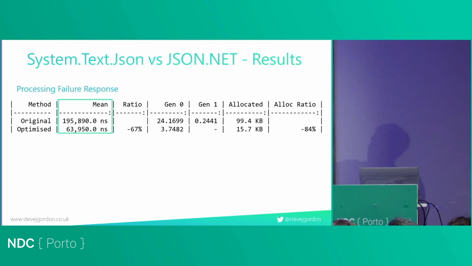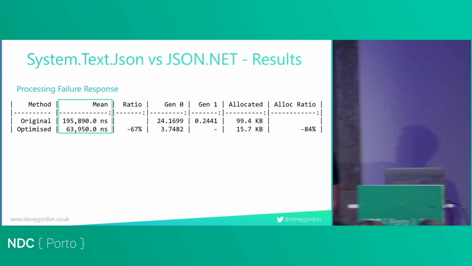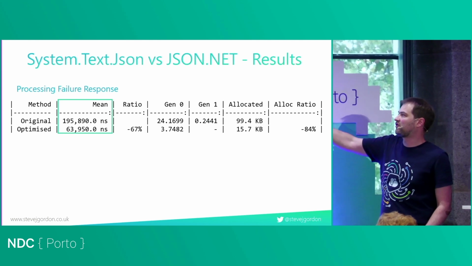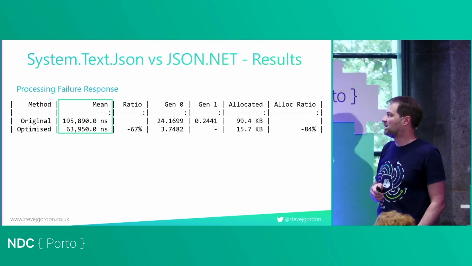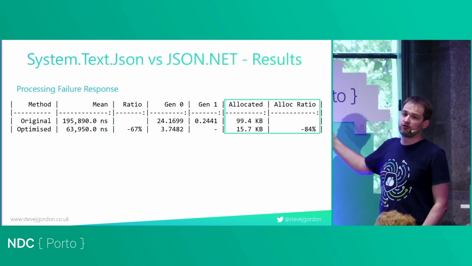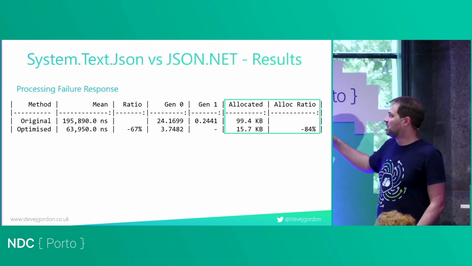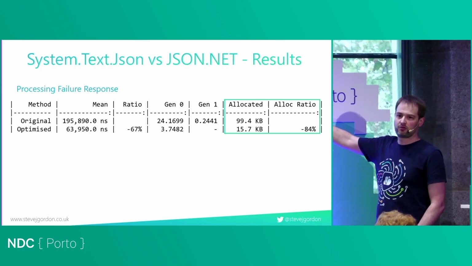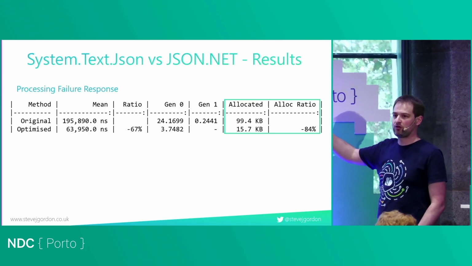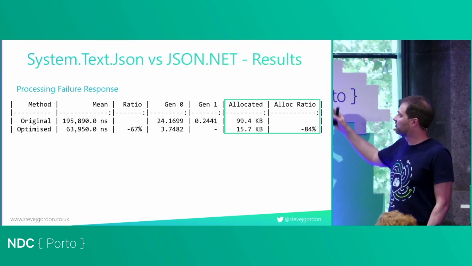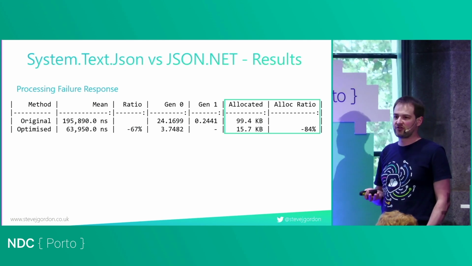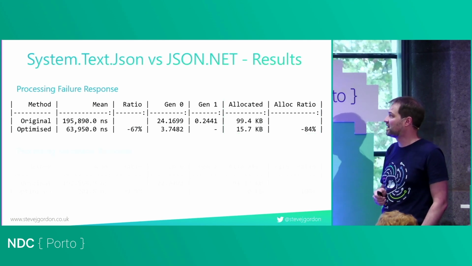So in the unhappy path, where there are errors on the response, we still see a 67% reduction in execution time, and still a very good reduction in the overhead of the JSON parsing. We still have some allocations because we need to capture all of those IDs of the failed messages or the failed operations. And so that means we've saved 84%, but not completely saved our allocations.